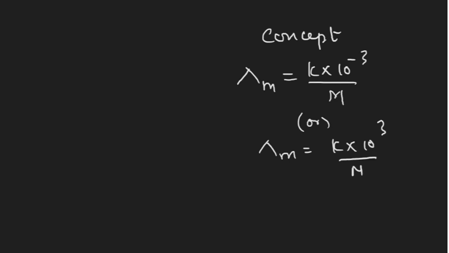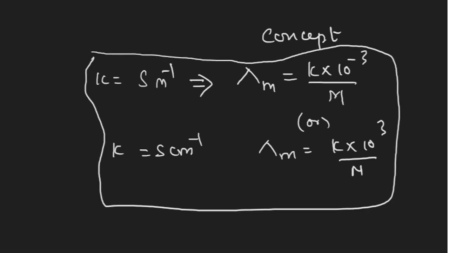So the 10 power 3 comes from the volume conversion. Here the two relations are given. Here the unit of kappa is Siemens meter inverse 1. Then you can use this formula. And if the kappa unit is Siemens centimeter inverse 1, it is by means of unit conversion, from liter to ml conversion. Okay, so this is the concept, kappa and lambda.